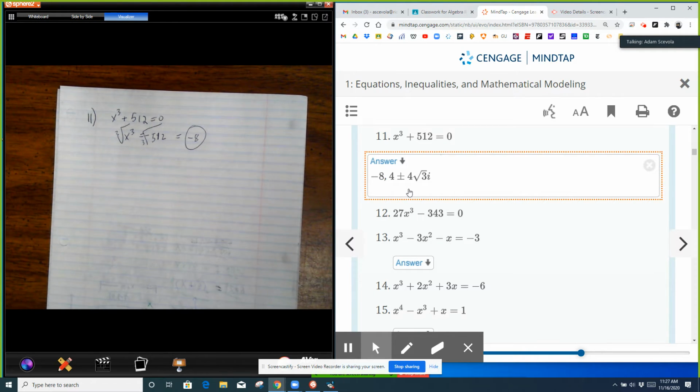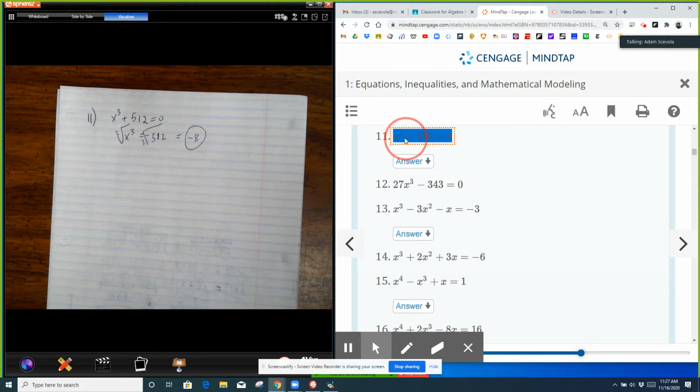A good rule of thumb is that when you have a polynomial of degree n, so this is a third degree polynomial, it should have three answers. You can find all of them by factoring. So now we're going to do this a different way, and we're still going to get this answer. We're going to do it by factoring.